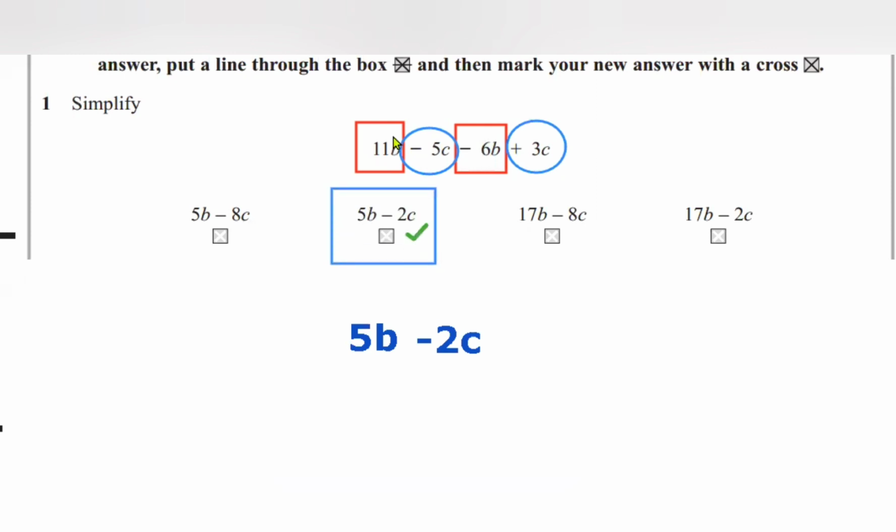And these are the steps that we did. So we found the like terms, we add them and subtract them together. Same idea with the other like terms, we add them, subtract them together, we end up with 5b minus 2c. Now let's move on to the next question. Question 2.